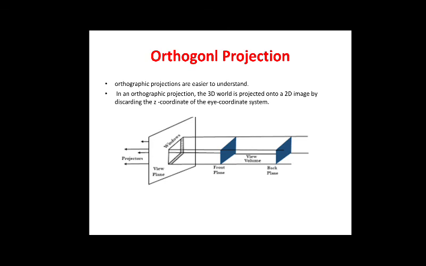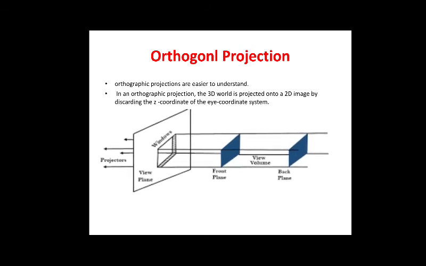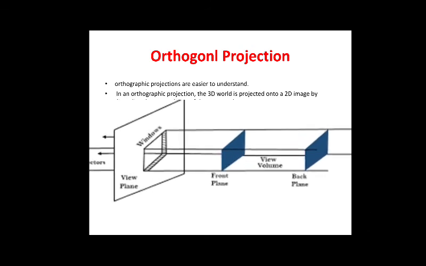So in orthographic projection, the 3D world is projected onto the 2D image. It means whenever we take a picture from the camera using perspective projection, it is then represented on the screen using this orthogonal projection, that is, onto the 2D plane. You can see here there are only the front and back of that particular object, and they are projected onto this particular plane.